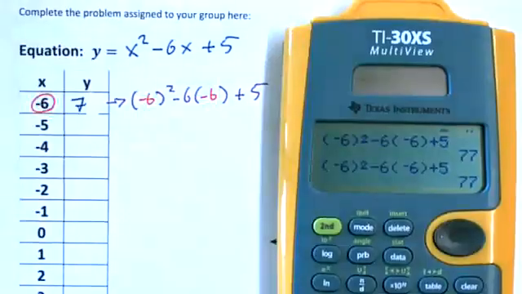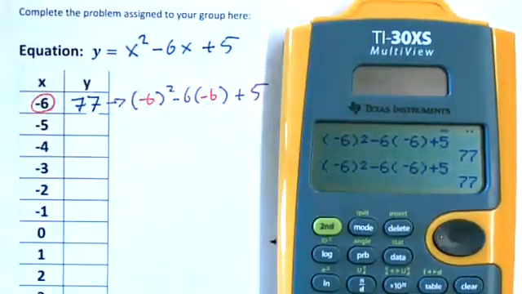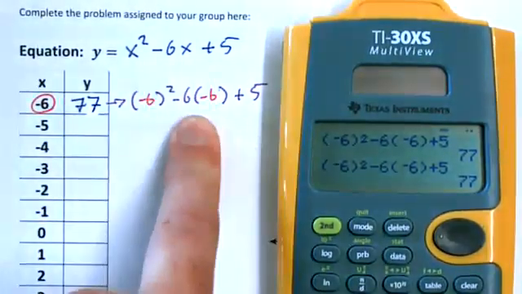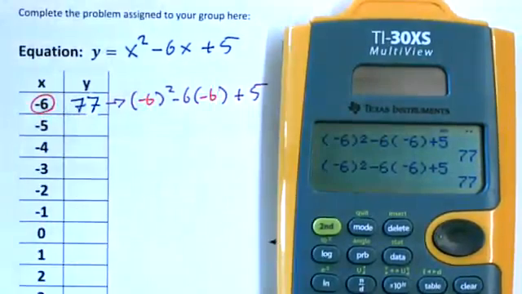If you're not getting 77, get my attention here in a minute and I can help you figure out what's going wrong there. You do not have to write this out for every single one of them. You can just fill out the table and then go ahead and graph them.